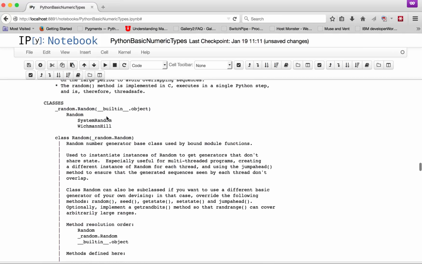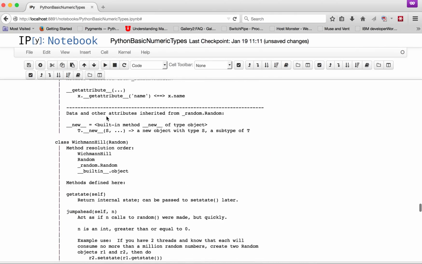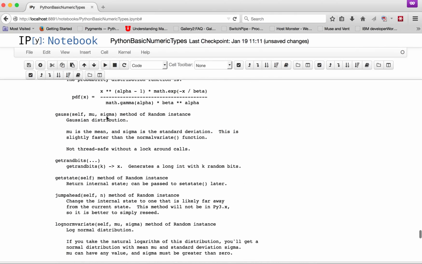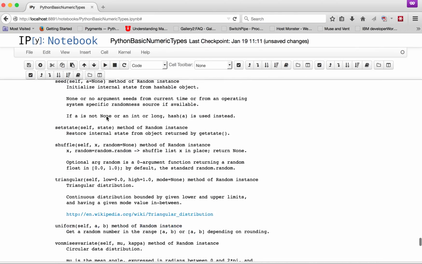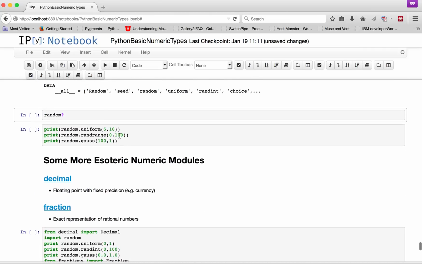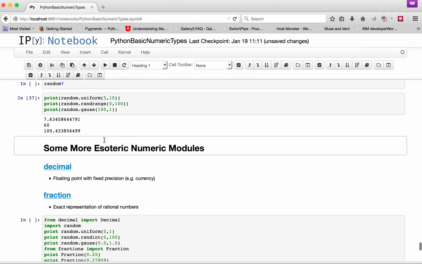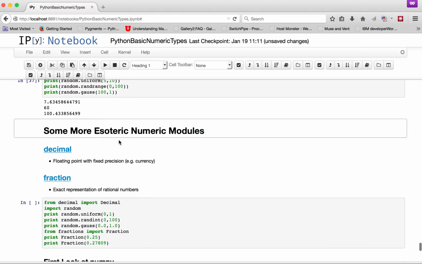Where this is describing the different ways that Python will let us generate random numbers. Okay, moving on here. Just some of the different random numbers, and you play around with this to discover the different behavior of these functions. There are some more esoteric numeric modules that you might be interested in knowing depending on your application.